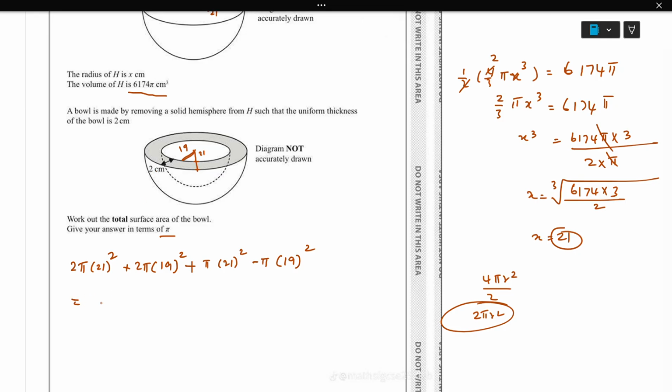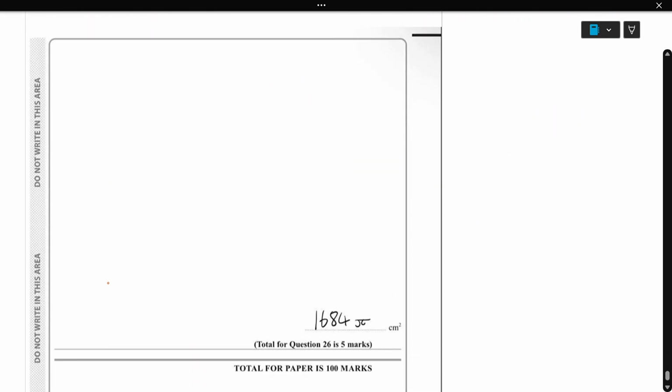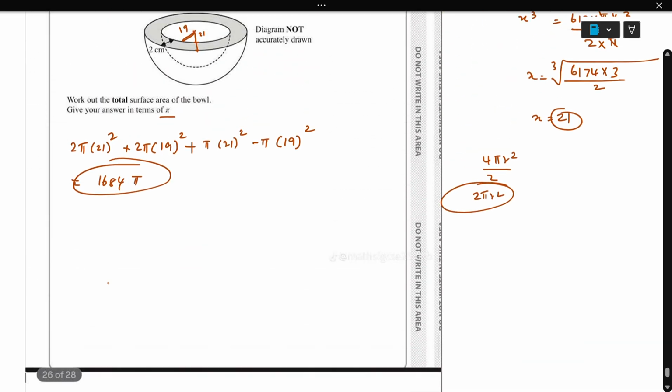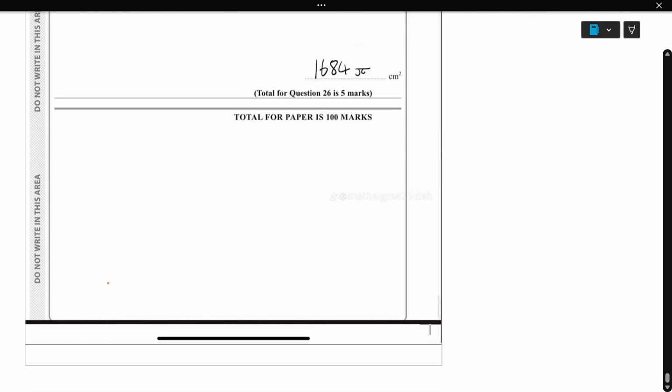Okay, so when we calculate, we'll get 1684 pi in terms of pi. That is the final answer here. That's it, that's the end of the sheet.